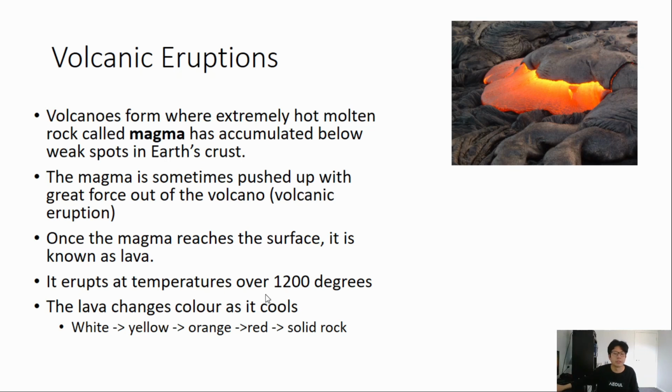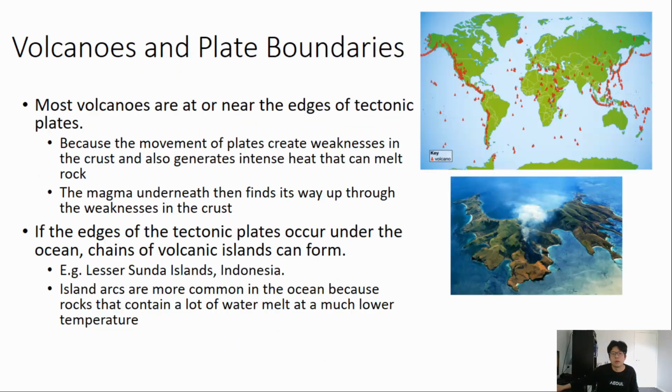It erupts at temperatures of over 1200 degrees, and the lava changes color as it cools. It starts off as white, and as it cools down, it goes from yellow to orange to red and finally becomes a solid rock. Right now, let's explore the volcano's relationship with plate boundaries. So most volcanoes are at or near the edges of tectonic plates. Alright, so hopefully we know what tectonic plates are by now.